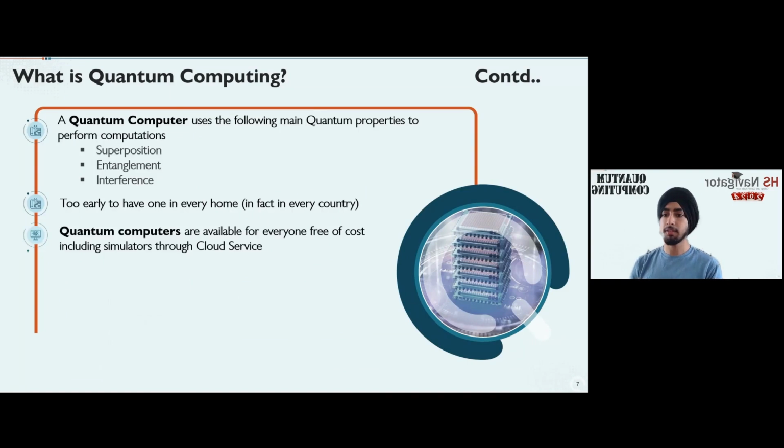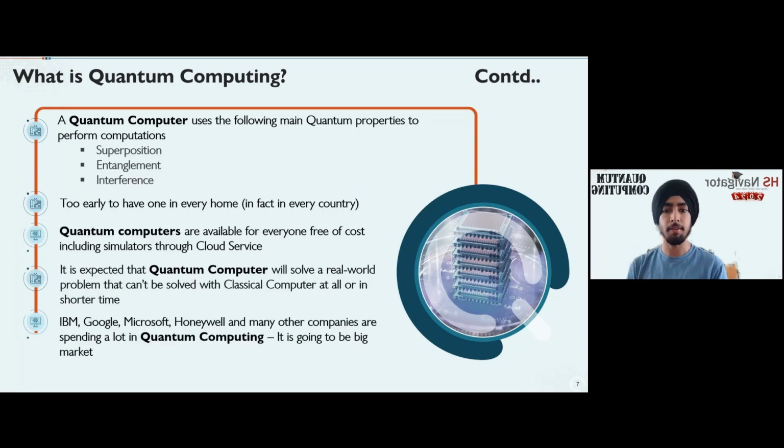So a quantum computer uses a few main properties to perform computations. We'll talk more about these properties in the next slides, but they are generally superposition, entanglement, and interference. Don't worry if you don't know what these mean. We'll go more into them in the future.